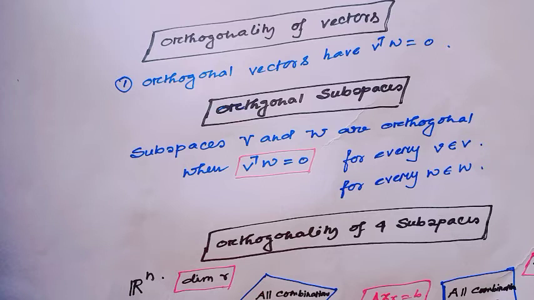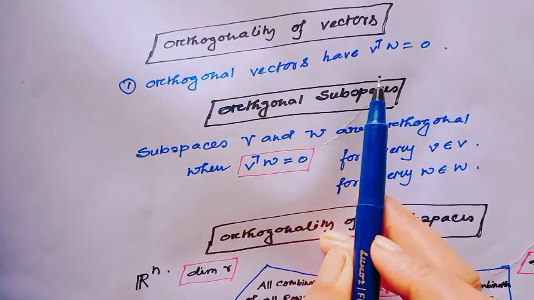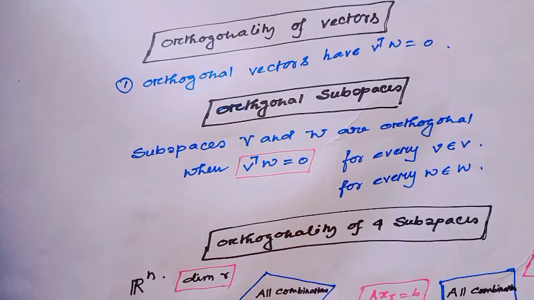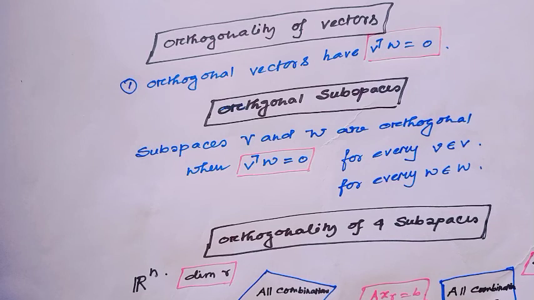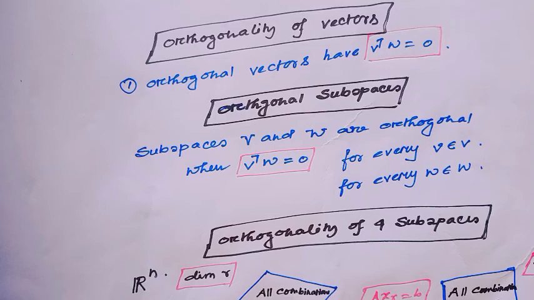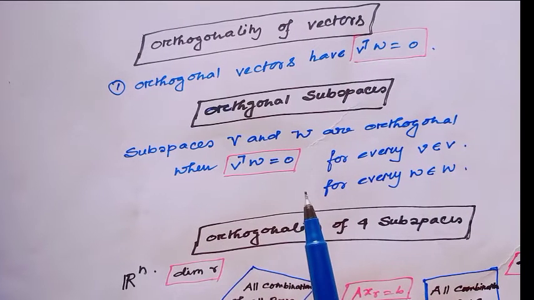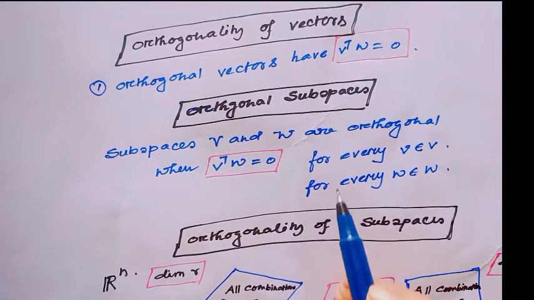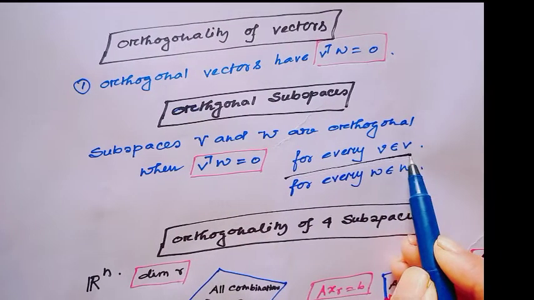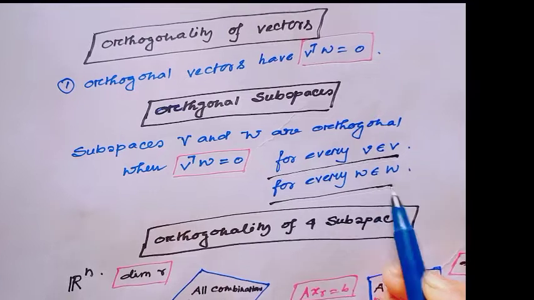In my earlier video, I had seen orthogonality of vectors: v transpose w equal to 0. And then I had seen orthogonal subspaces. Two subspaces V and W are orthogonal when v transpose w equals 0, obviously, but here for every vector v in the subspace V and every vector w in the subspace W.